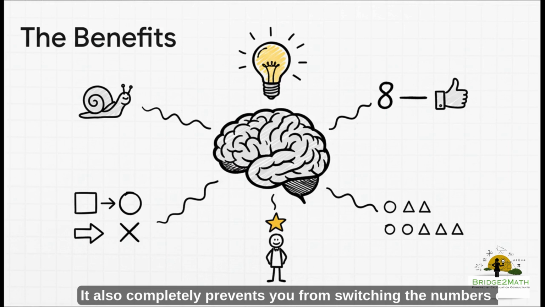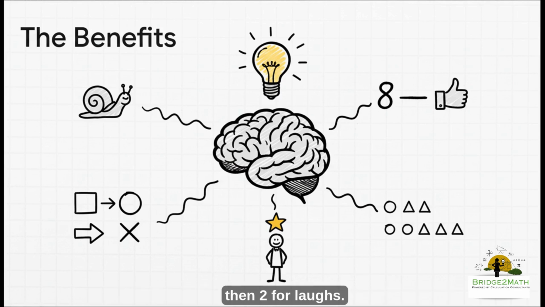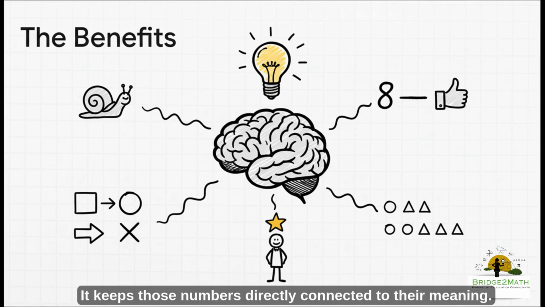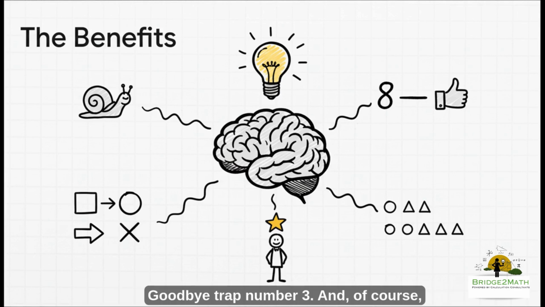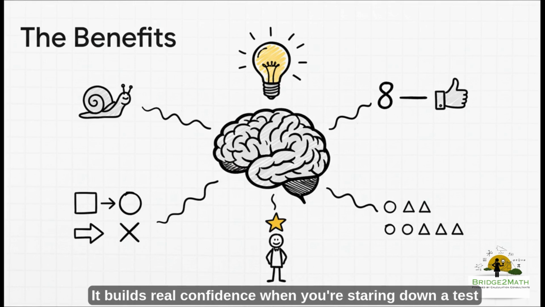It also completely prevents you from switching the numbers or the order because you're physically counting 8 for likes, then 2 for laughs. It keeps those numbers directly connected to their meaning. Goodbye, trap number 3. And, of course, it makes scaling super predictable and simple. All of this adds up to one huge thing. It builds real confidence when you're staring down a test question. You're turning an abstract problem into something concrete and rhythmic.